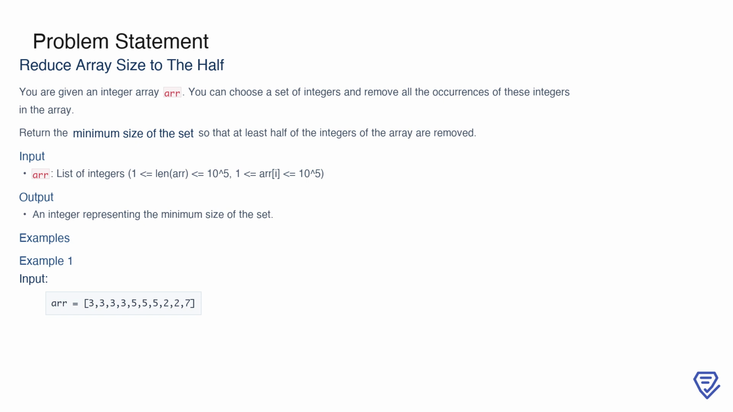For the input, ARR is a list of integers, where its length can range from 1 to 100,000, and each element in the array is also between 1 and 100,000. The output should be a single integer representing the minimum size of the set that achieves this reduction. Let's explore some examples to understand the problem better.